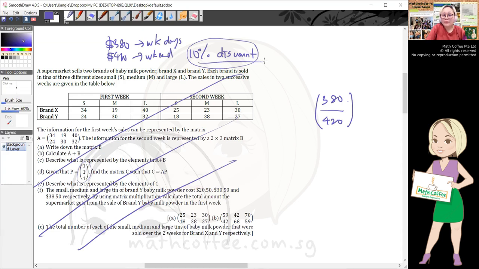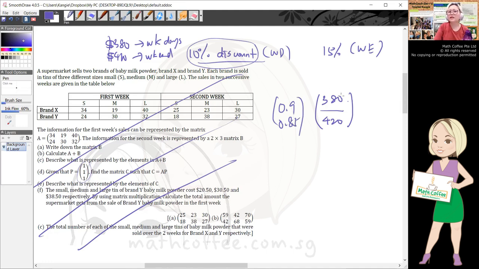Okay, 10% discount for weekdays. And then let's say I have 15% discount for weekend. Then they say use matrix multiplication, okay, to show what is the final amount after discount. A common student will say, oh, okay, I know 10% discount, after discount is 0.9. Then they will say, okay, I'm going to put 0.9, and then after that, let's say 0.85.